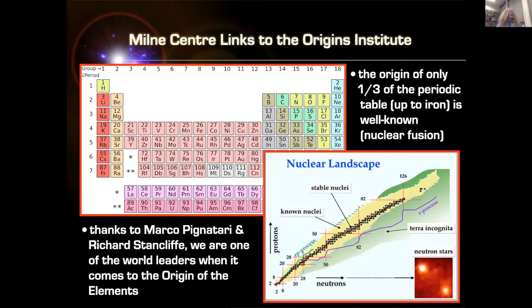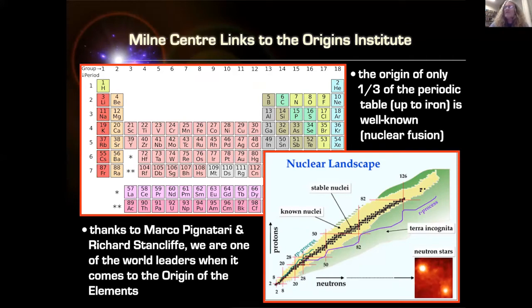I tried to inject a couple of slides to link in with some of the work that's being done at the Origins Institute. Again, most of my own personal areas are around the origin of galaxies, but we have a very active group. Probably the most active group within the center is based around the origin of the chemical elements, which is one of the fundamental pillars of the Origins Institute at McMaster. This is a picture of a periodic table that many of you will have seen in your classrooms, whether you're in high school or university.